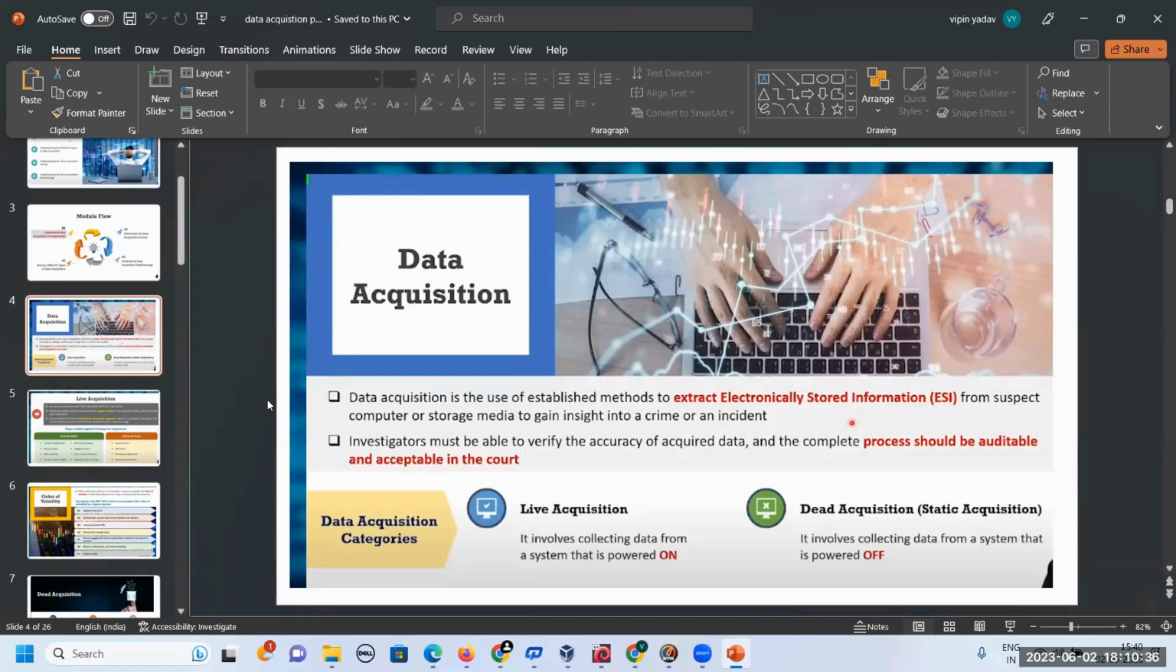So let's check how to get these types of volatile data. Ashish, share your screen.